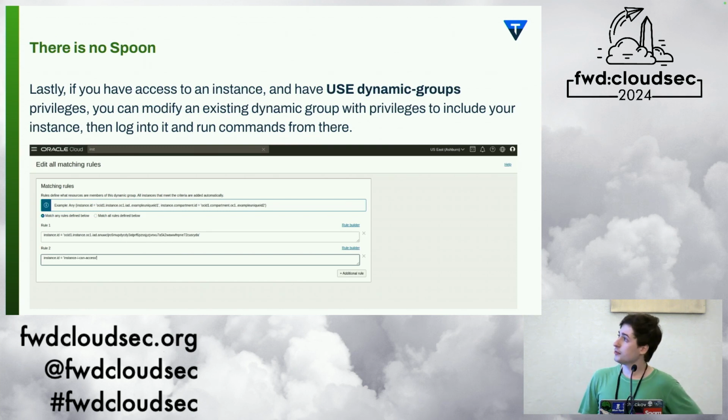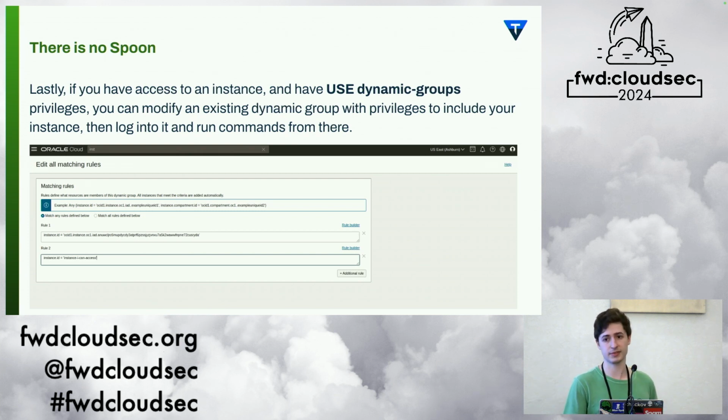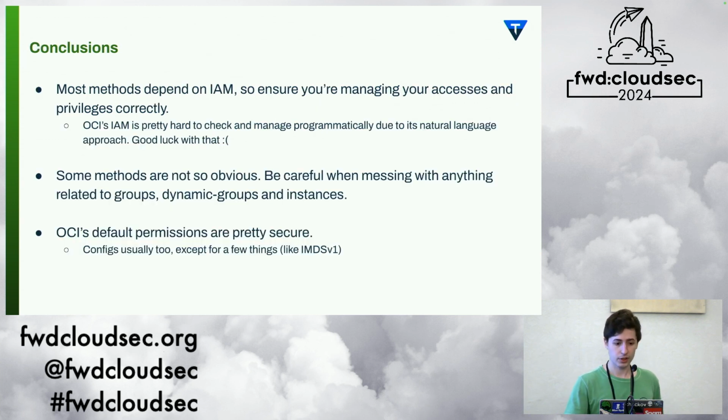And finally, if you have access to an instance and you have the use dynamic groups privileges, then you can modify an existing dynamic group to include some instance you have access to. Maybe you can't create any new instances, but you have the SSH key to an instance. There is a highly privileged dynamic group somewhere. The instance is not in that group, but you have this privilege, then you can insert the instance into that group, and then you can get higher privileges and run commands from that instance.